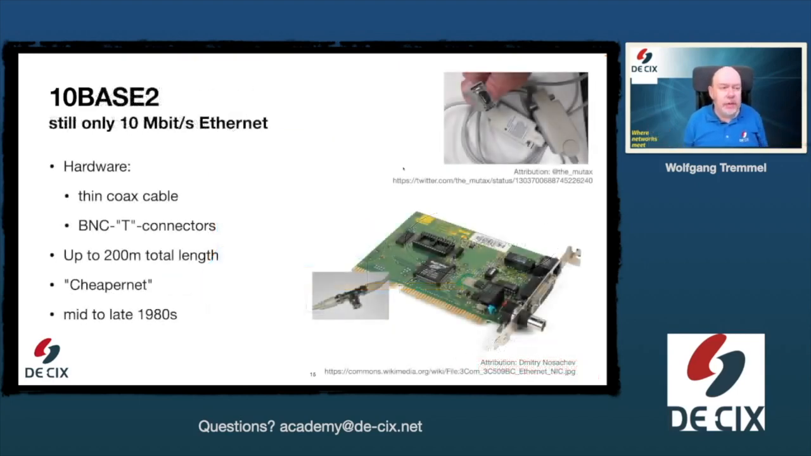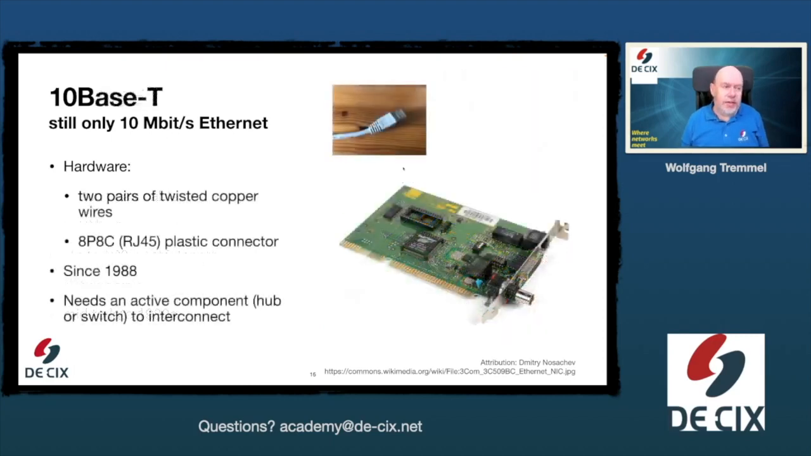Forward a few years, 10BASE-2. It was still only 10 megabit Ethernet, but it used a simpler cable and it used plugs instead of vampire taps. These BNC connectors were used, and if you are as old as me, you might remember them. The 10BASE-2, because the maximum length was 200 meters, it was also called CheaperNet, and it was in use from the mid to late 1980s.